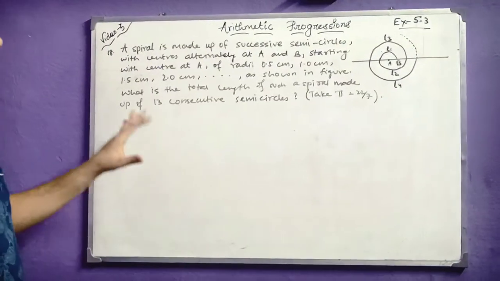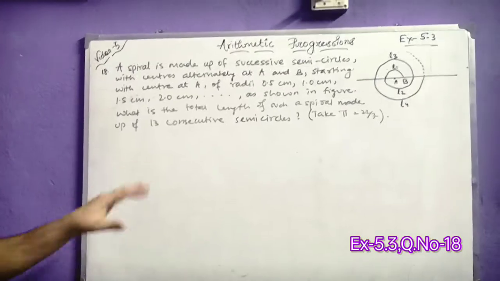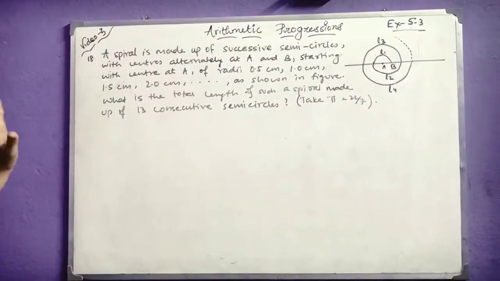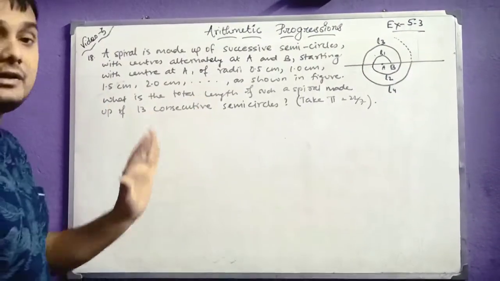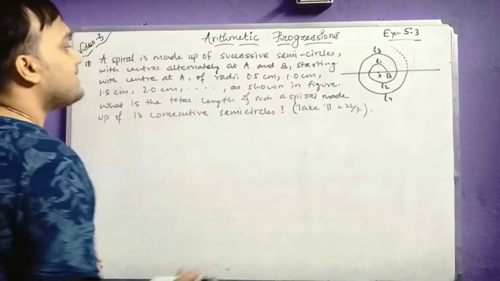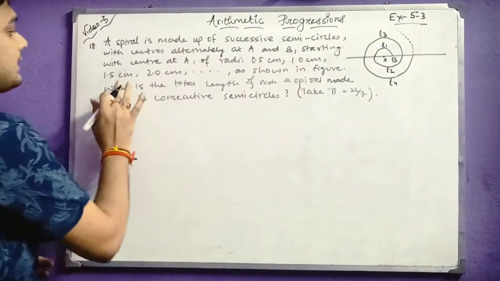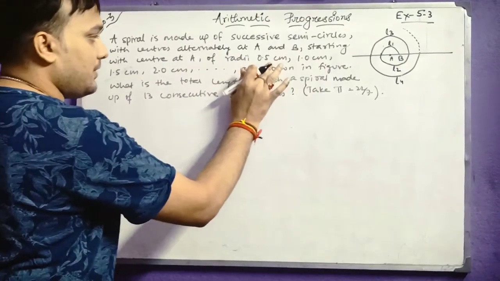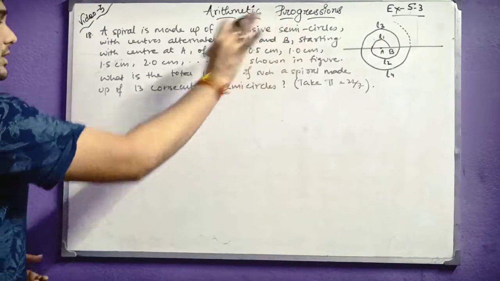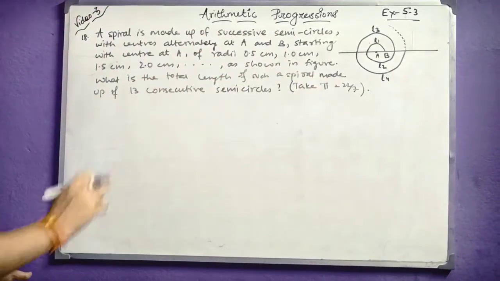Students, I have selected question number 18 from exercise 5.3. I have written the question here and the diagram is also here. A spiral is made up of successive semicircles with centers alternately at A and B, starting with center A, of radii 0.5, 1, 1.5, 2 and so on, as shown in the figure. What is the total length of such a spiral made up of 13 consecutive semicircles?